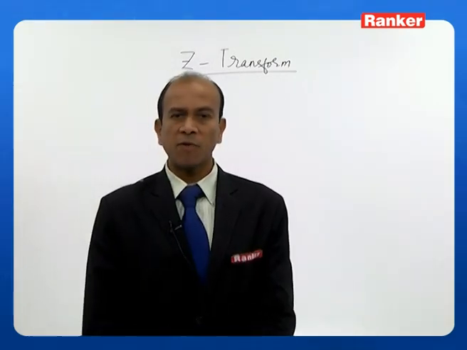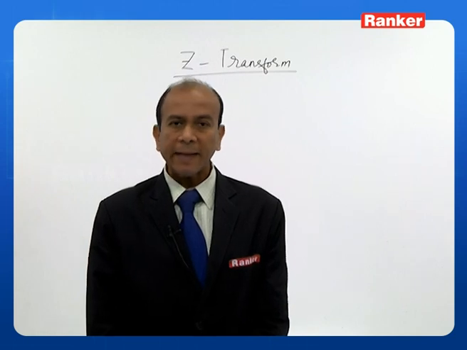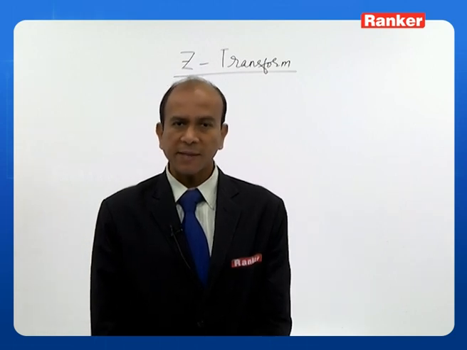The second property of ROC: the ROC, or the region of convergence, does not contain any poles. This is very important. The region of convergence of a Z transform does not contain any poles. Okay, that's the second point.